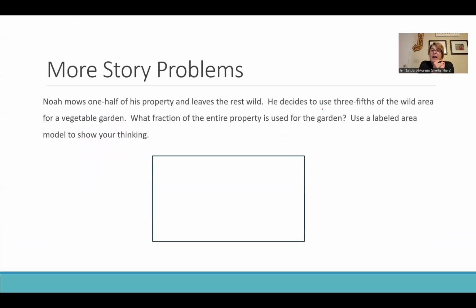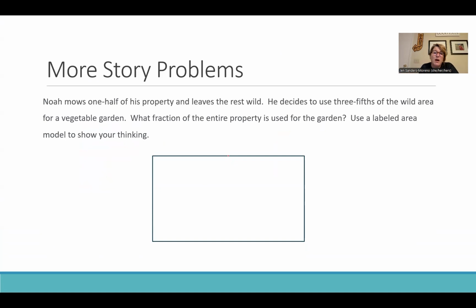Problems, of course you can. Of course you can. Here, the hard part about story problems is that sometimes they describe both portions of the area before they decide which one they're going to focus on. So let's just start with the very first sentence. It says Noah mows one half of his property and leaves the rest wild. Okay, Noah, good on you.